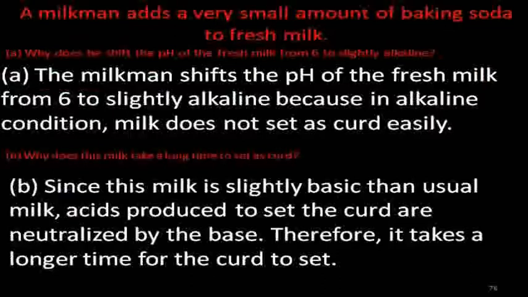A milkman adds a very small amount of baking soda to fresh milk. Why does he shift the pH of the fresh milk from 6 to slightly alkaline? The milkman shifts the pH of the fresh milk from 6 to slightly alkaline because in alkaline condition, milk does not set as curd easily. So the milkman adds a little baking soda in order to avoid milk getting spoiled.